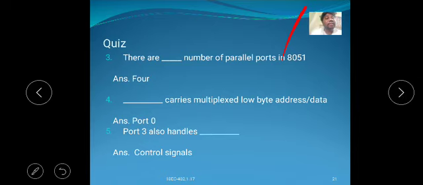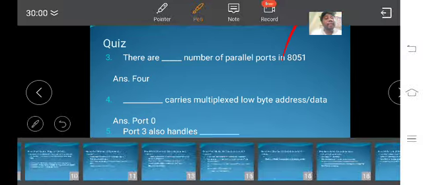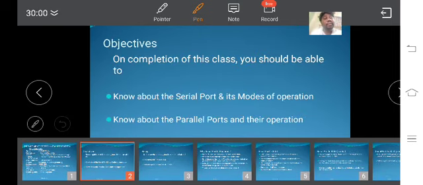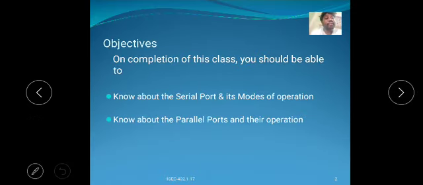This is the complete discussion about the serial port and parallel ports, and the modes of operation of the serial port and the parallel port and their operation.